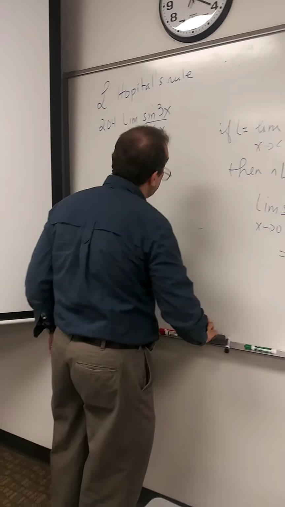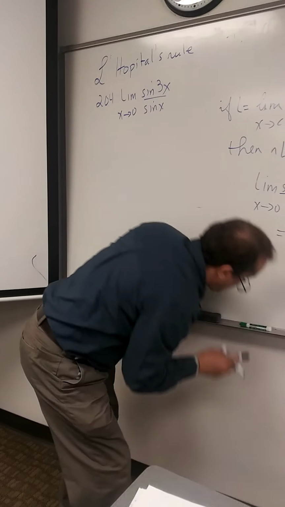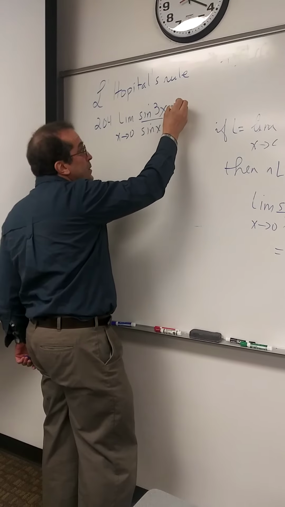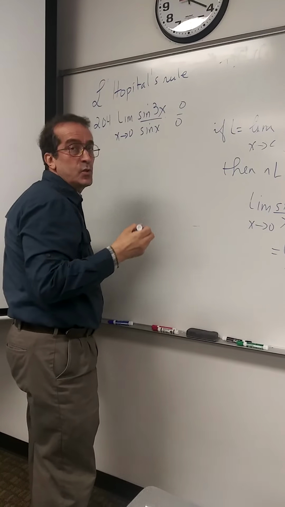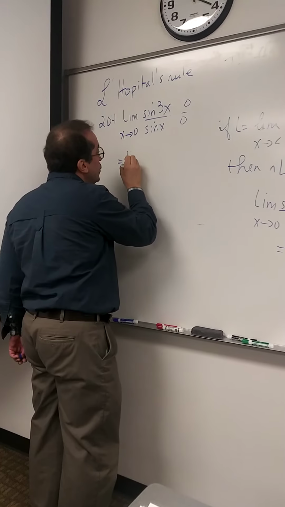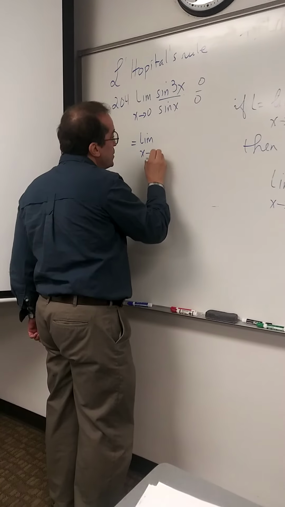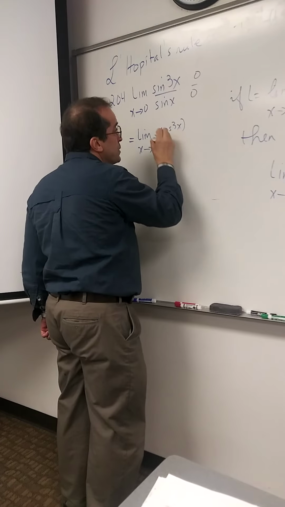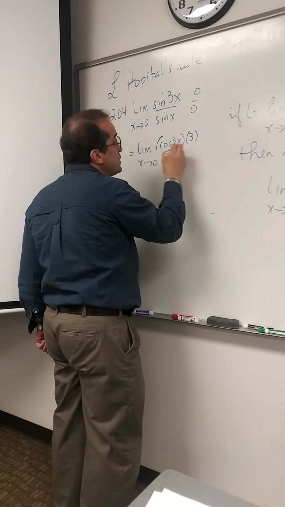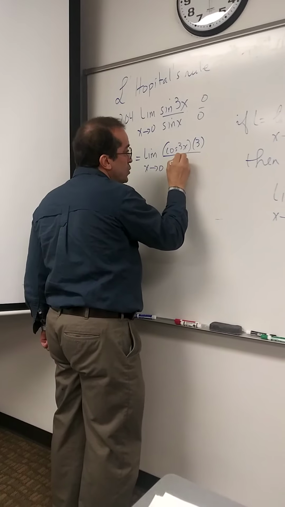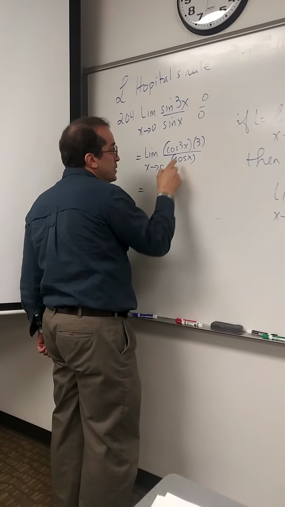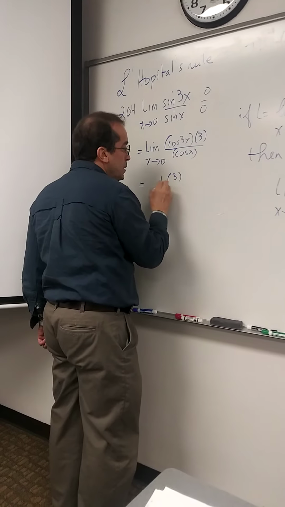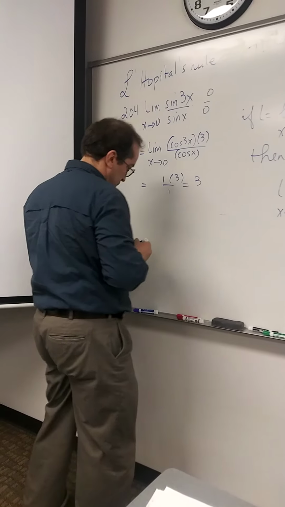Limit of sine 3x over sine x as x tends to 0 is sine of 3 times 0, which is 0, over 0. That's indeterminate. So take the derivative. Limit as x tends to 0. The derivative of sine 3x is cosine 3x times the derivative of 3x, which is 3. So times 3 over the derivative of sine x, which is cosine x. Substitute 0 now. Cosine of 3 times 0 is cos 0, which is 1, times 3 over 1. So this limit is 3.